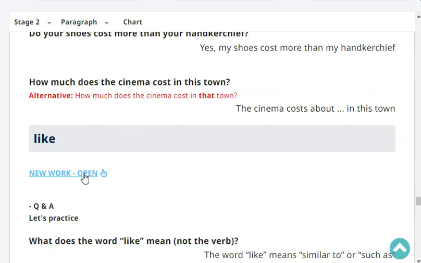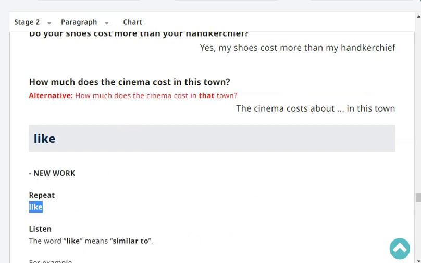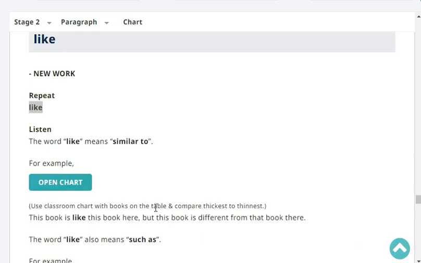Okay, next repeat: like. Very good. Okay, listen. The word like means similar to. Like, similar to. For example, this book is like this book, but this book is different from this book. Like is not the same. So they are alike, but they are different.